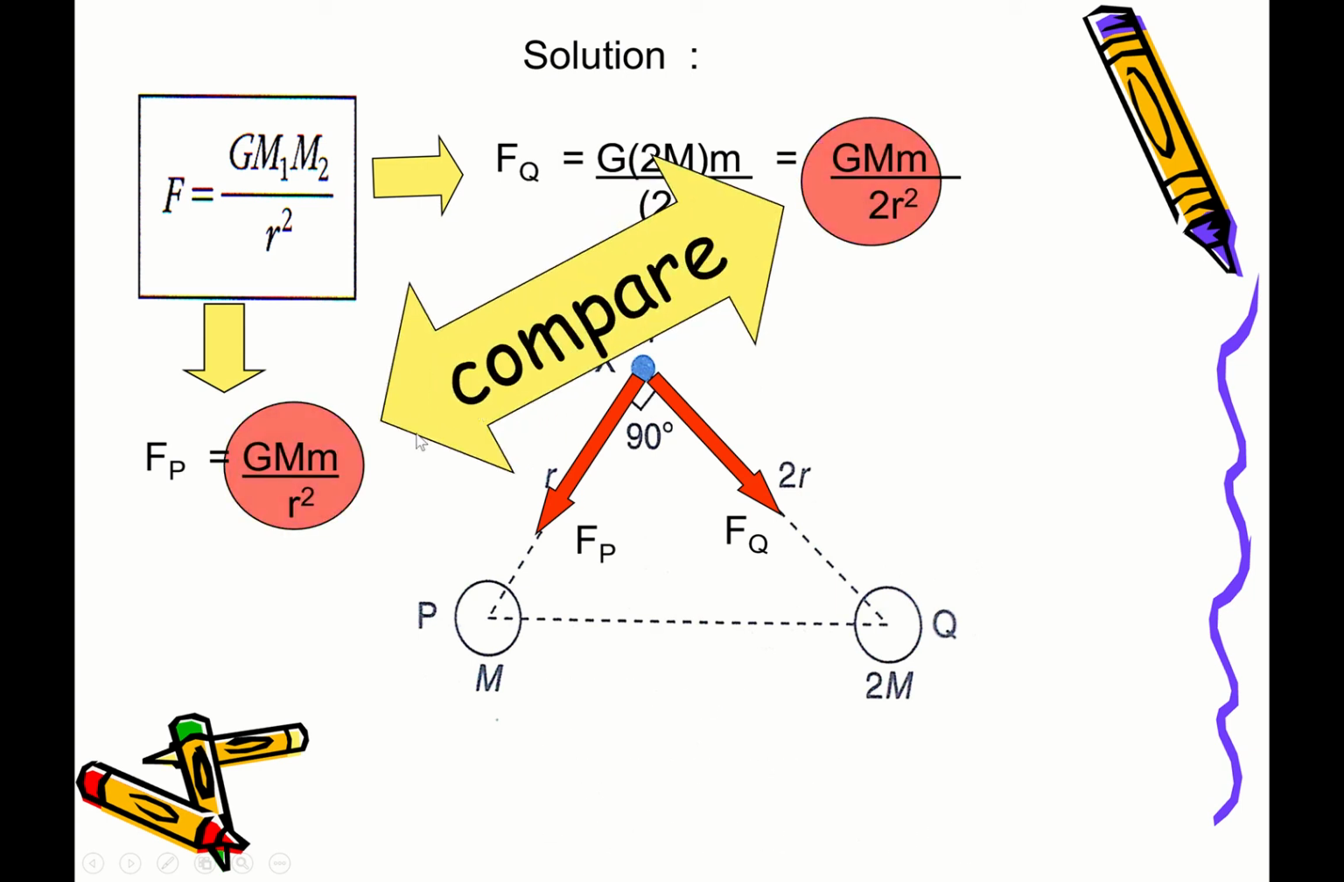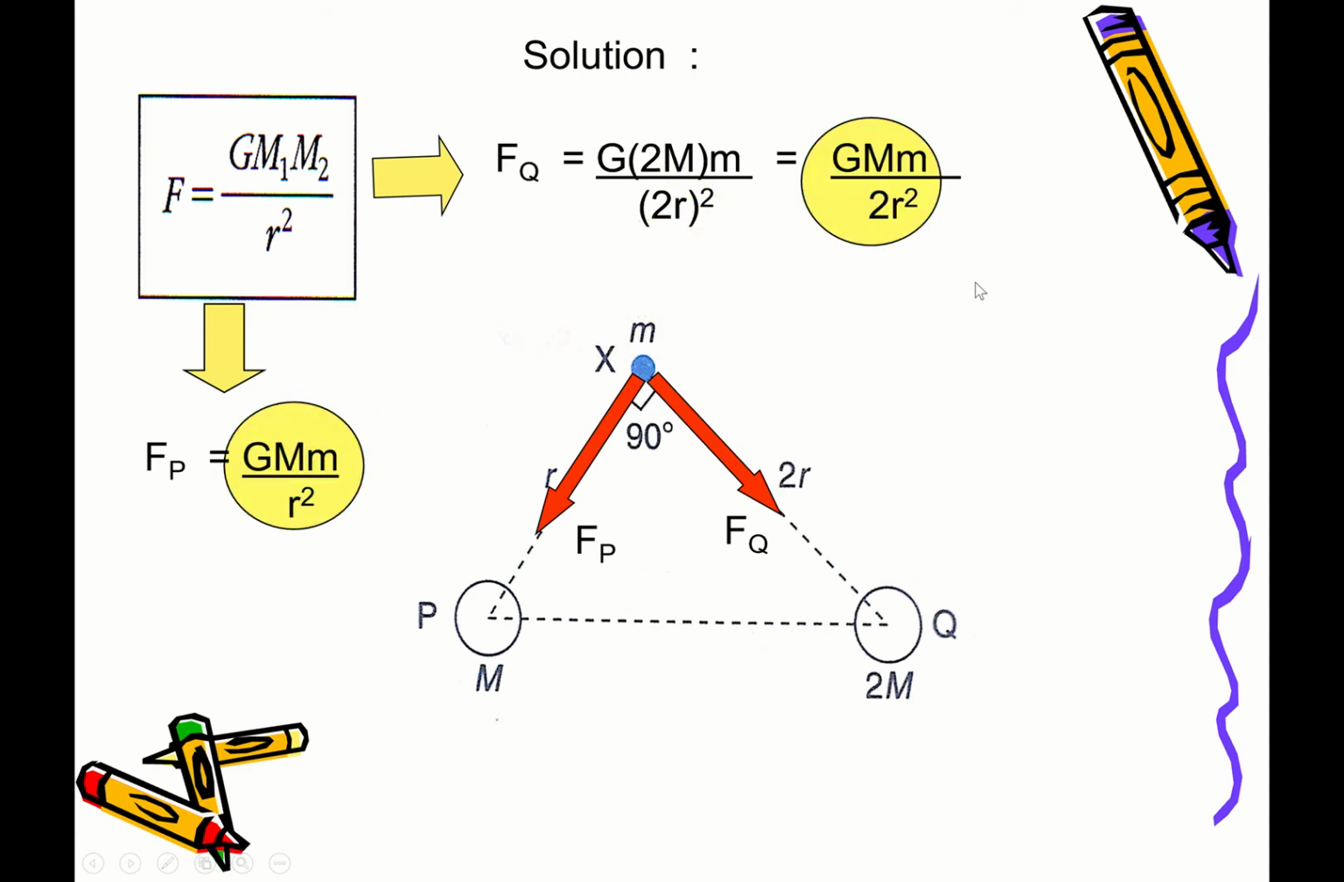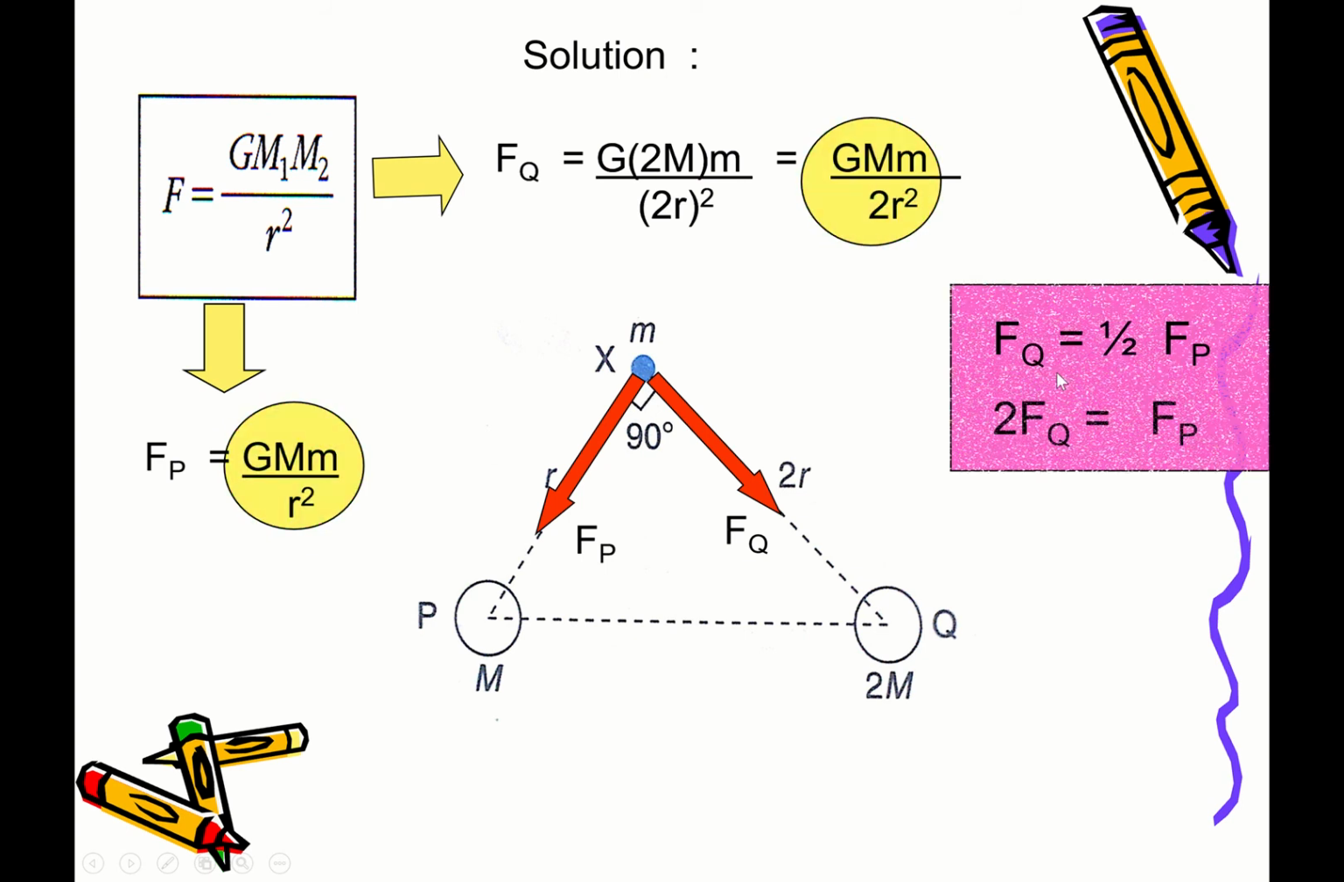Now we compare these two and we get that FQ is actually half of FP because we have here 1 per 2. Or we can say that 2FQ equals FP.